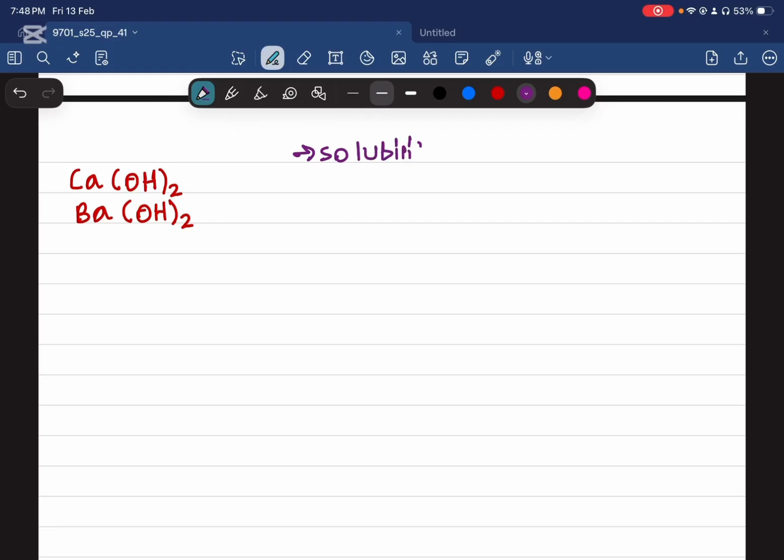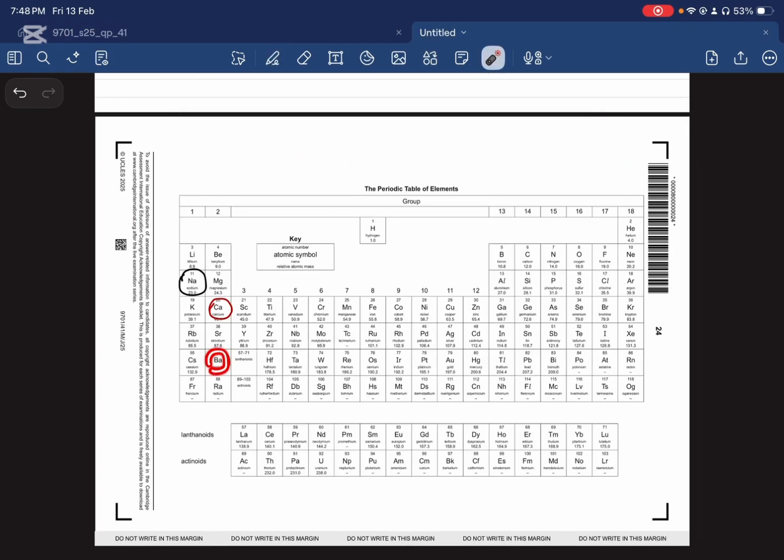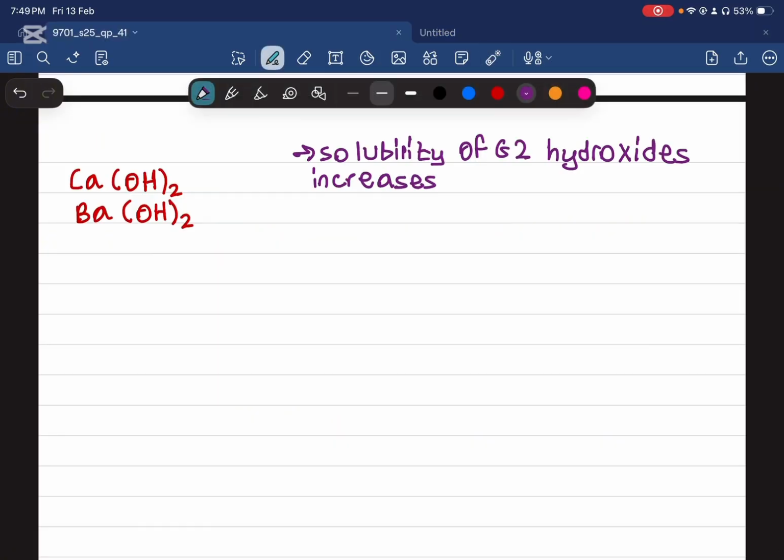Solubility of group 2 hydroxides increases down the group. What does this mean? This means that barium hydroxide is going to be more soluble compared to calcium hydroxide. How do we know that? Solubility increases down the group. So let me write this down. Solubility of group 2 hydroxides increases down the group.